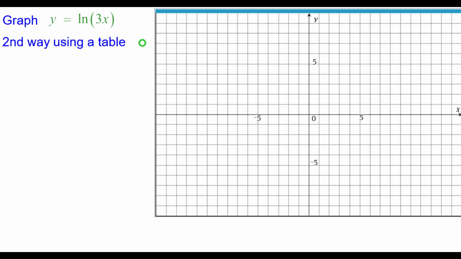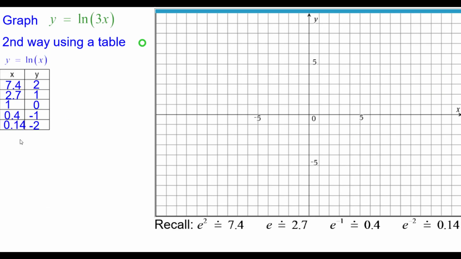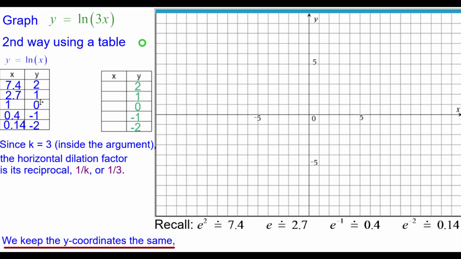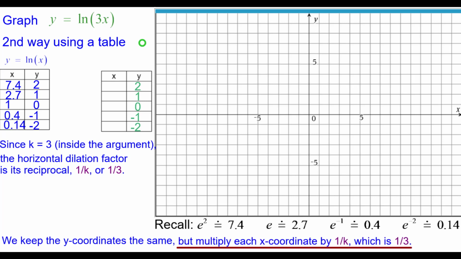Second way, using a table. This is our natural log table, the reverse of the e to the x table. We interchange x and y. Since k equals 3 inside the argument of the function, the horizontal dilation factor is its reciprocal, which is 1/3. So we keep the y coordinates the same, but we multiply each x coordinate by the reciprocal of 3, which is 1/3.